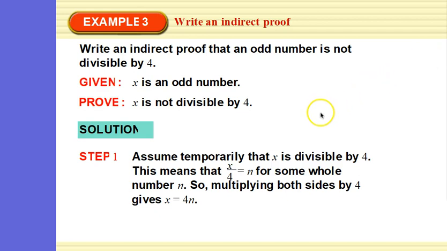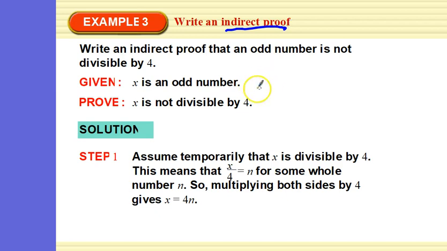Write an indirect proof that an odd number is not divisible by 4. Okay, so for your given, this is an indirect proof. So an indirect proof, you're going to always temporarily assume the opposite of the given. Okay, so if they say, if x is an odd number, you're going to temporarily assume that x is a number that is divisible by 4, right?